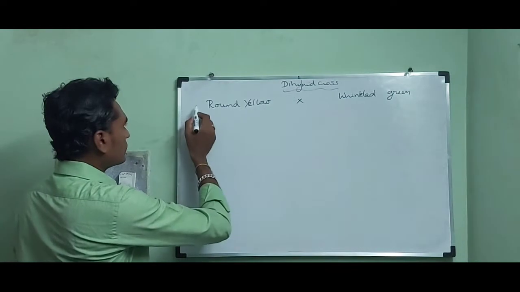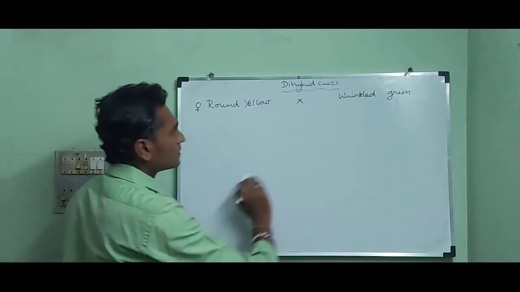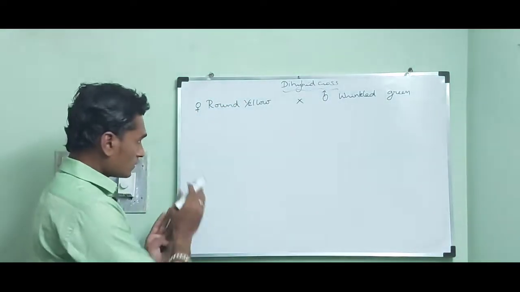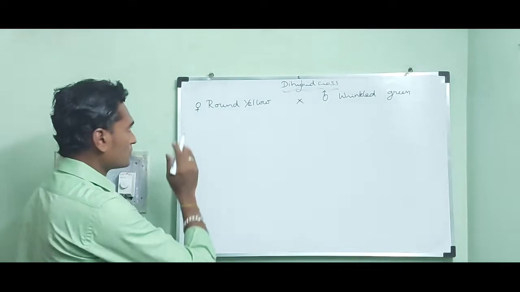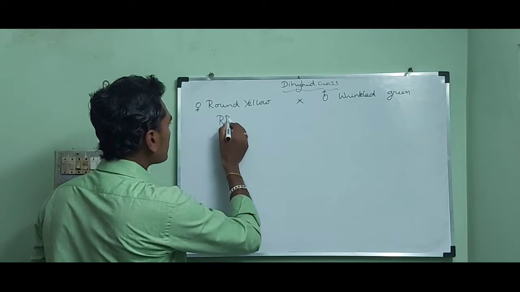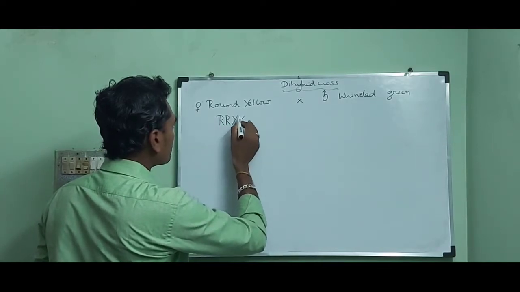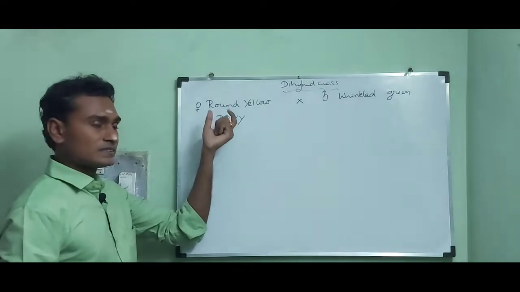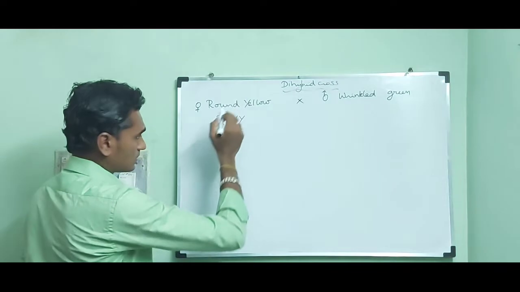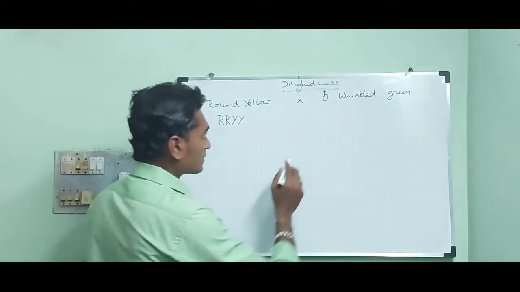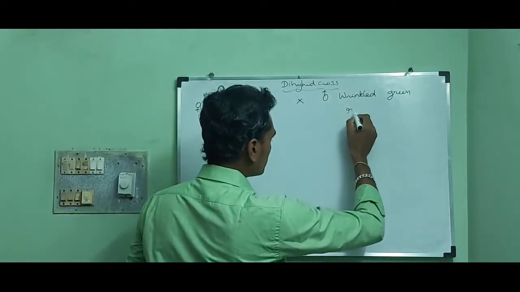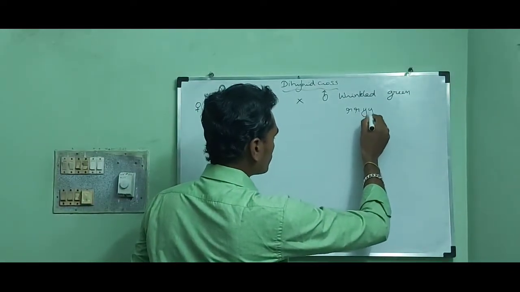The round yellow acts as female. The wrinkled green acts as male. Now I am going to write the genotype of the round yellow. That is capital R, capital R, capital Y, capital Y. The capital R represents the round trait and the capital Y represents the yellow character. The genotype of wrinkled green is small r, small r, small y, small y.